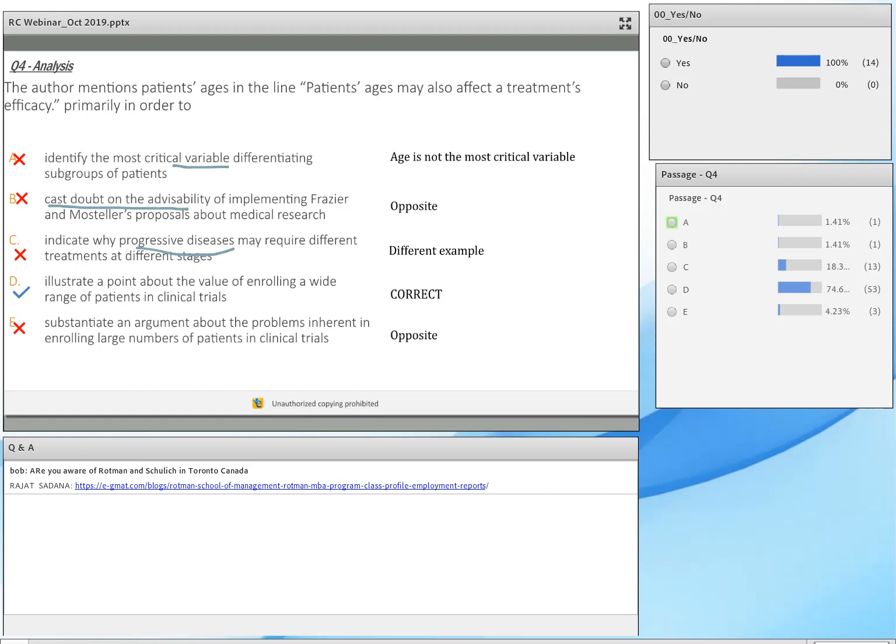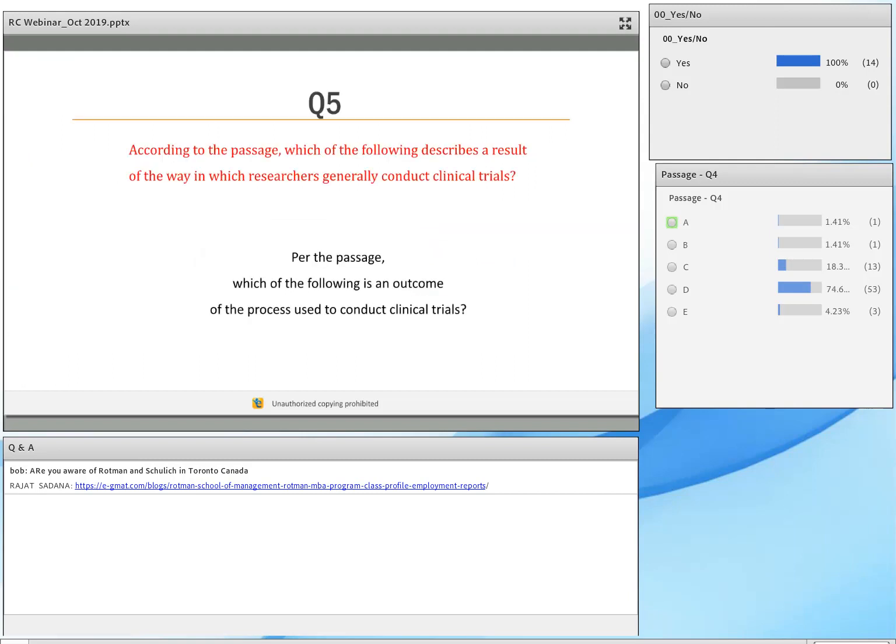Now, for people who fell in the trap of choice C, about 1/5 of the class, again, you got confused with 2 different examples. And again, clarity of what the author is saying is very, very important. So you fell into that trap. Okay. Let's take a look at question number 5. And for this question, the accuracy is the lowest.